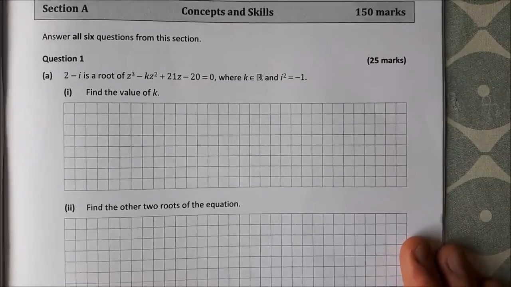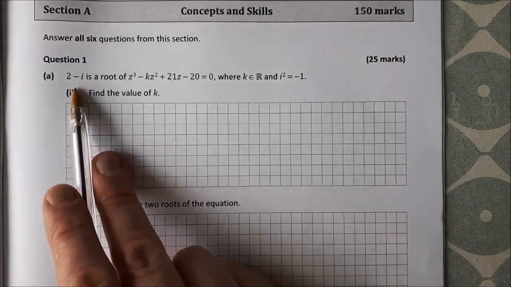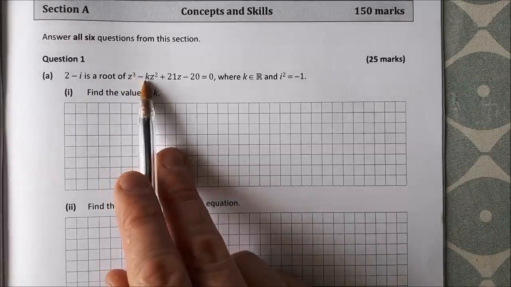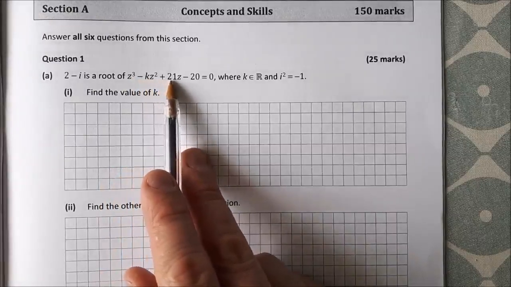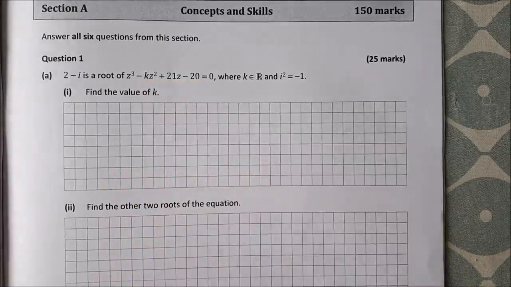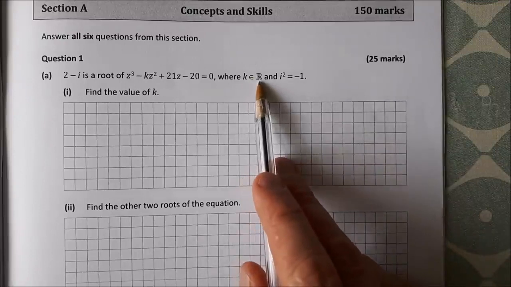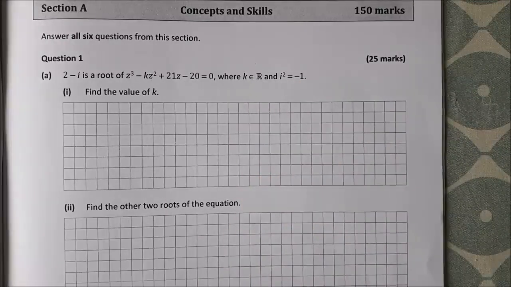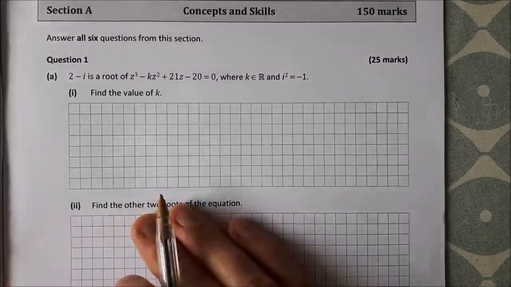Question 1 is a complex numbers question, and the first part says 2 minus i is a root of z cubed minus kz squared plus 21z minus 20 equal to 0, where k is an element of the real numbers and i squared is equal to minus 1. Find the value of k.